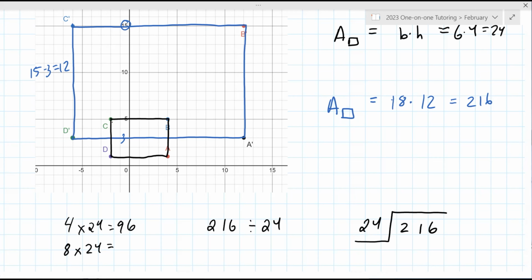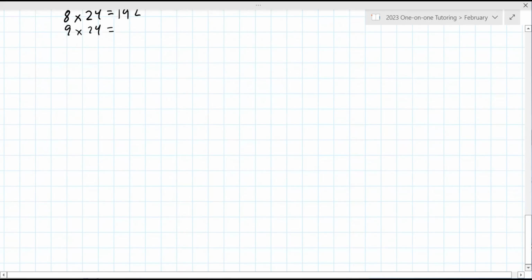4, 8, 16, 24, 32. So this is 192, which is still too small. So let's do one more 24. 9, 18, 26, carry the 3, 18, 21, 216. Good. So it goes in 9 times.